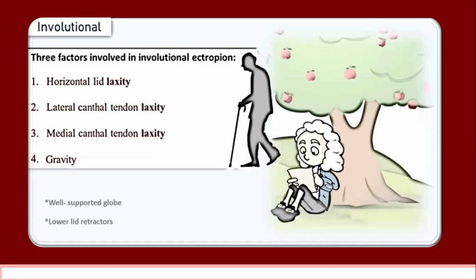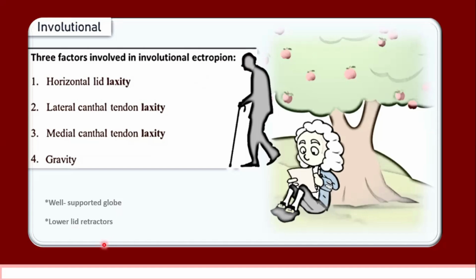And also lower lid retractors. Actually, lower lid retractor dehiscence and disinsertion are some of the involutional changes. And we need to repair lower lid retractor disinsertion in involutional entropion, and sometimes we need to do the same in involutional ectropion. So disinsertion of lower lid retractors may be an additional factor in the pathogenesis of involutional ectropion.